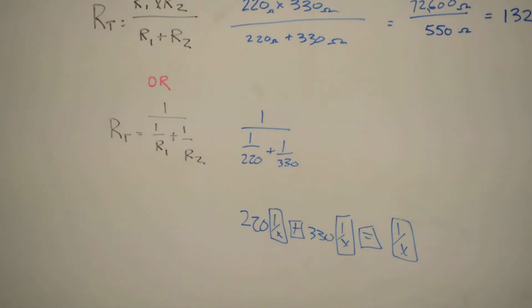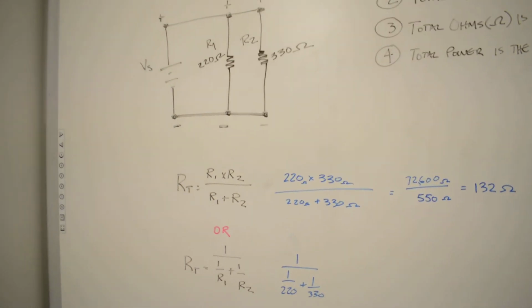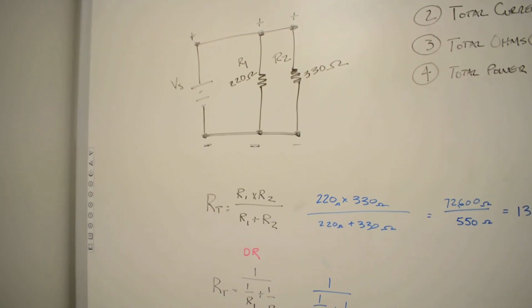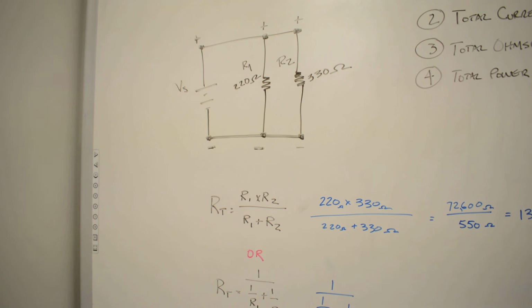So just want to take a quick look at parallel, and this is the beginning of our understanding of parallel. We'll look at some other circuits when we add resistors, what happens to current, resistance, voltage, and power.